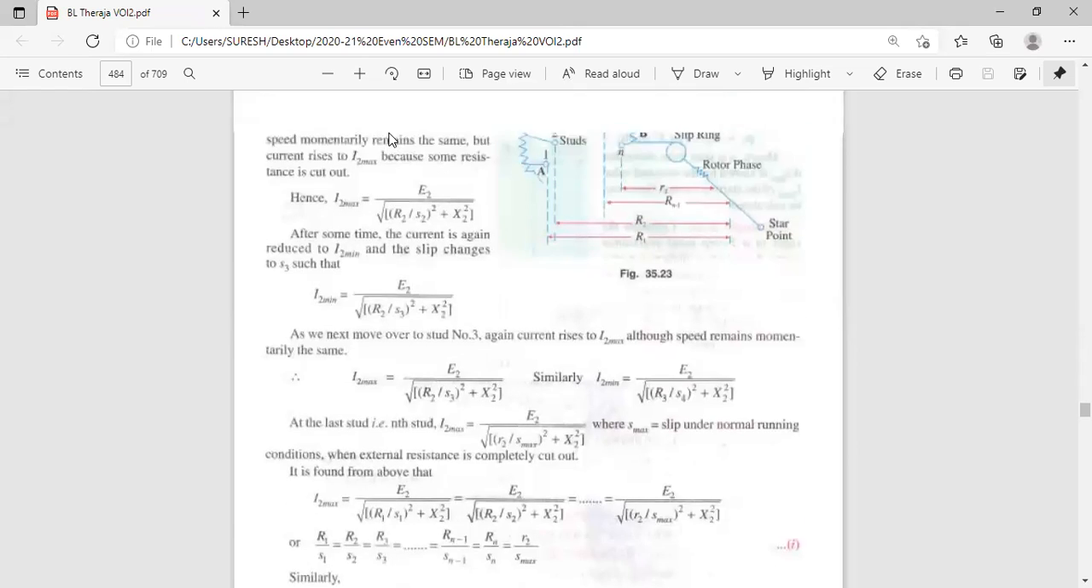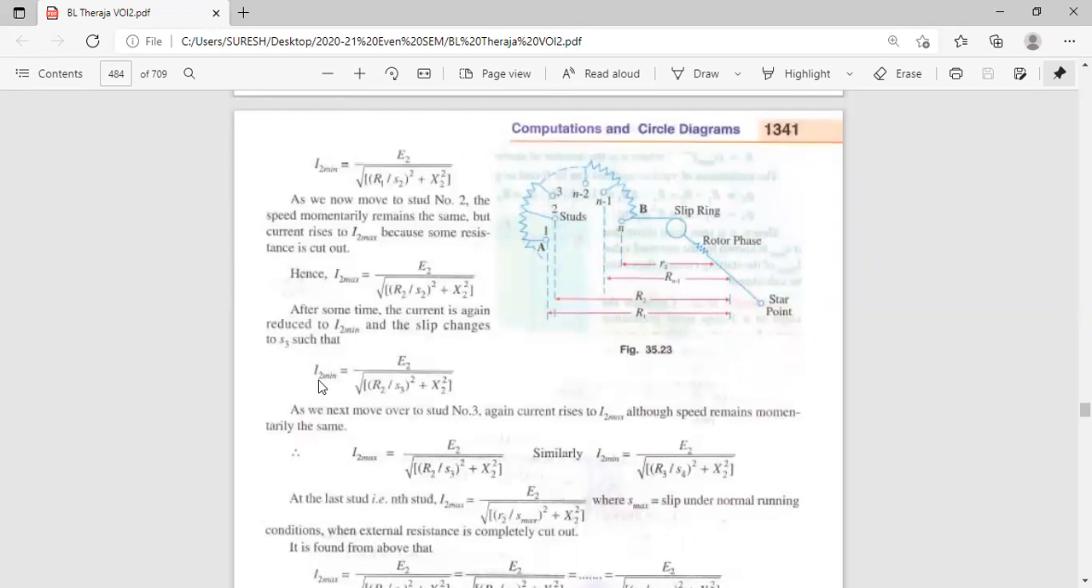Now equate I2 minimum equations. What is the first one? R1 by S2, R2 by S3. See here in the suffixes, if it is 1 here, it is 2. If it is 2, it is 3. If we equate I2 minimum equations, we will get R1 by S2, R2 by S3, R3 by S4. Last one is Rn minus 1 by S max. Here we are getting Rn by Sn, R2 by S max, but in I2 minimum, Rn minus 1 by S max.